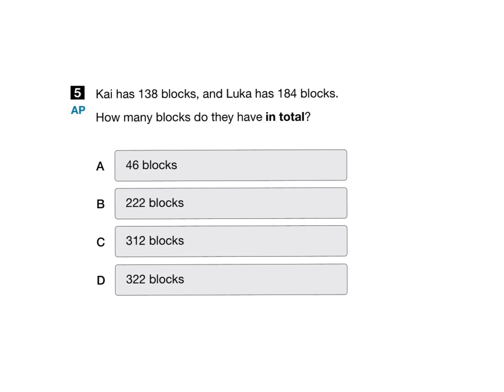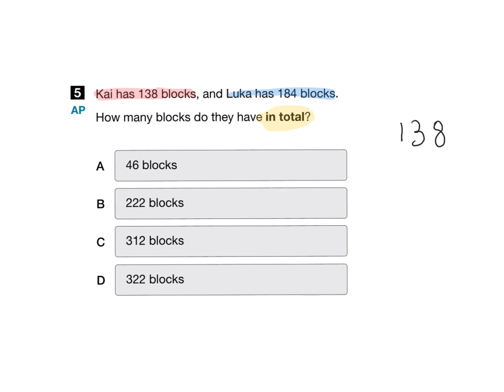Okay, number 5. This question says Kai has 138 blocks and Luca has 184 blocks. The question says how many blocks do they have in total? They're asking for the total. What does that mean they're asking you to do? What operation would you do to find the total amount of blocks? Add 138 plus 184. Excellent. You're going to add them together.